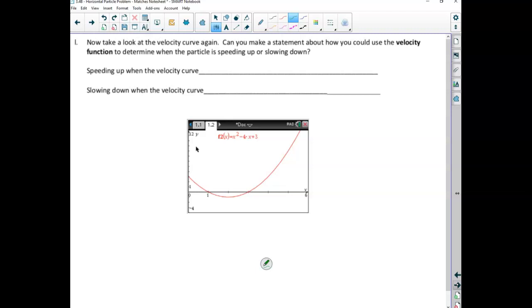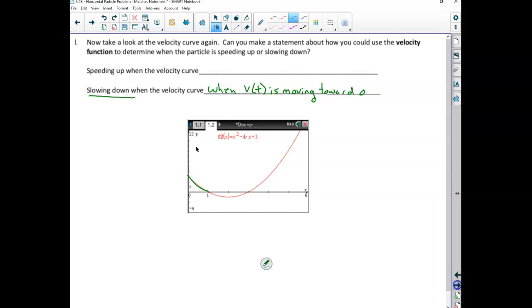Okay, can you make a statement about how you could use velocity to determine when the particle is speeding up or slowing down? Because we already know right here from 0 to 1, it was slowing down, right? Okay, so why was it slowing down? Oh, because that's when my v of t, when my velocity function is moving toward 0.